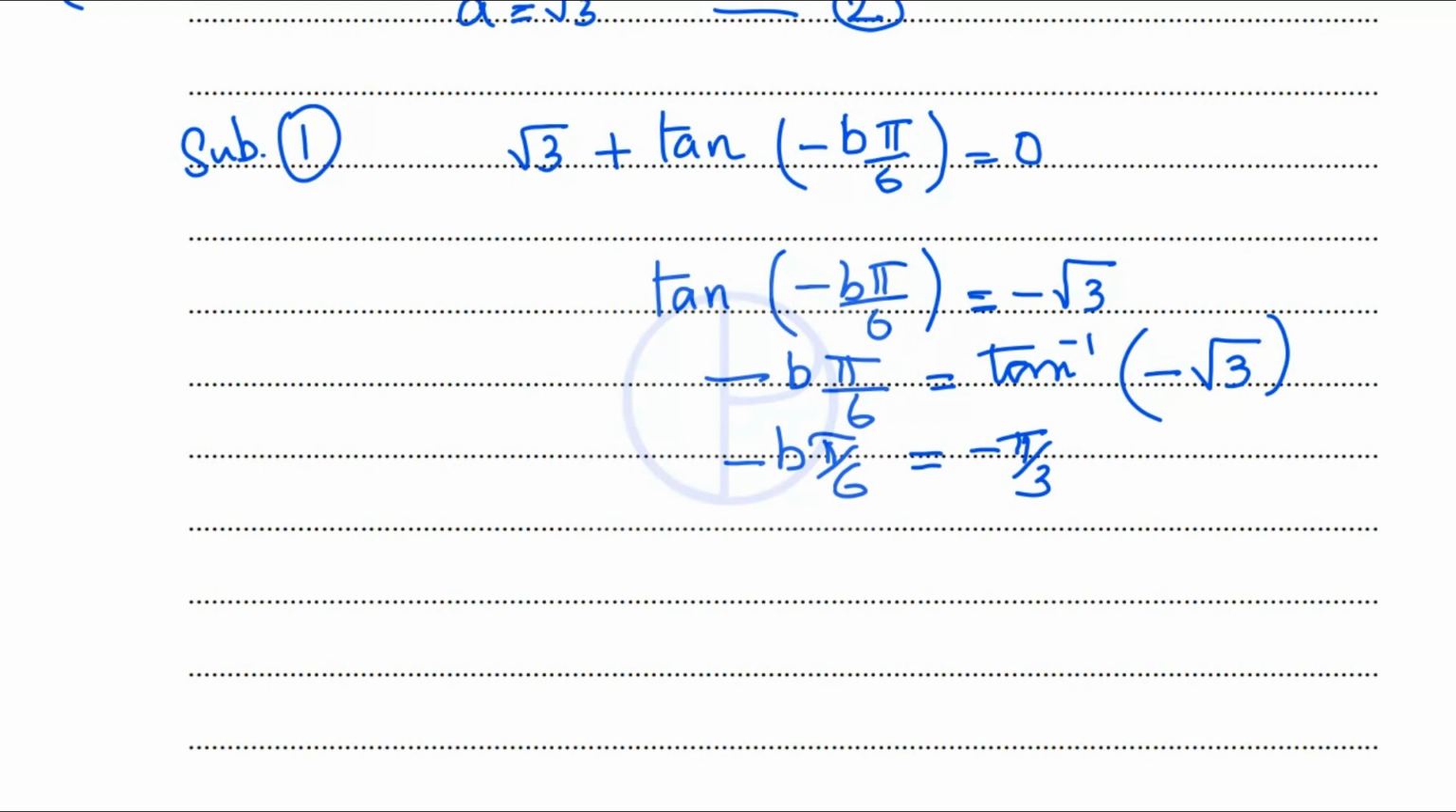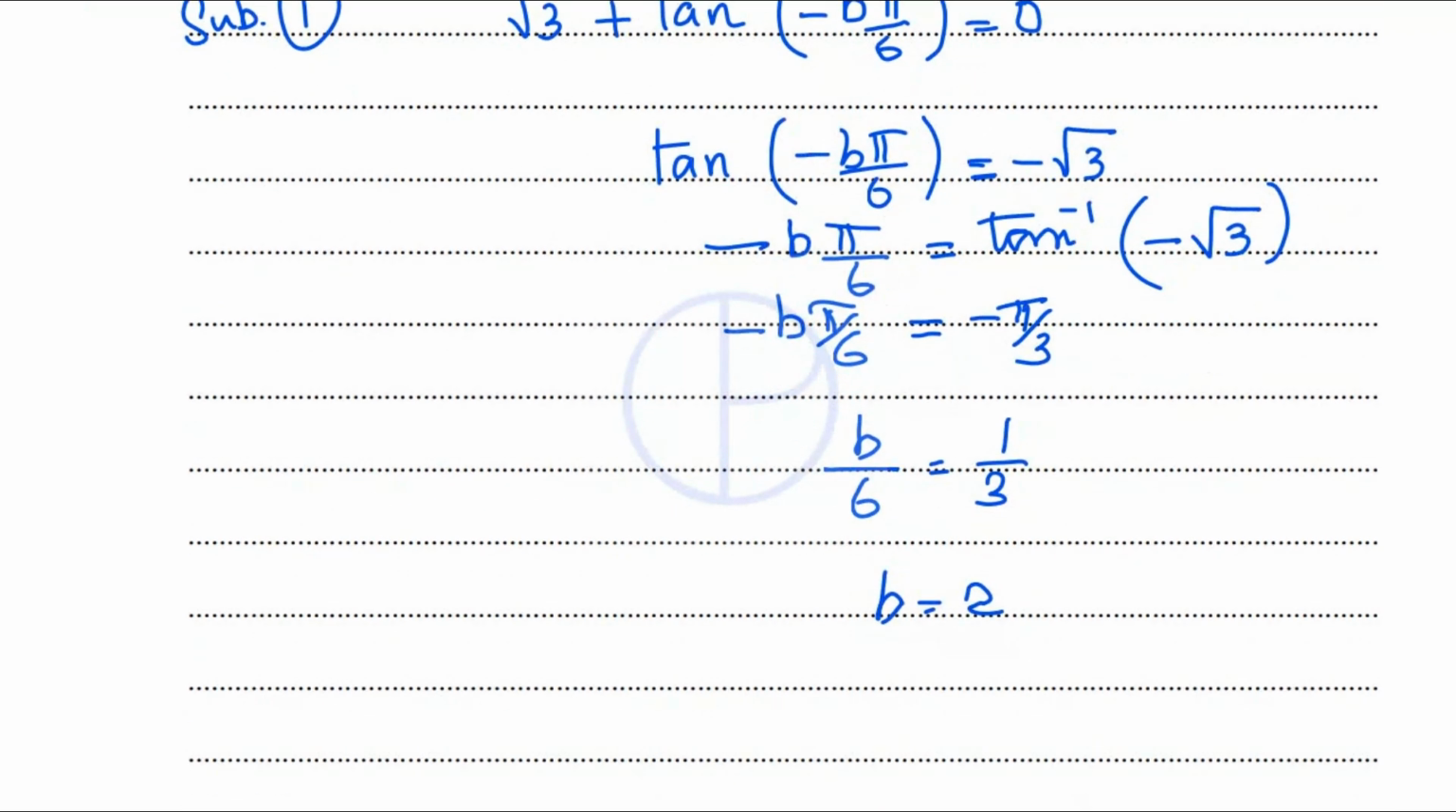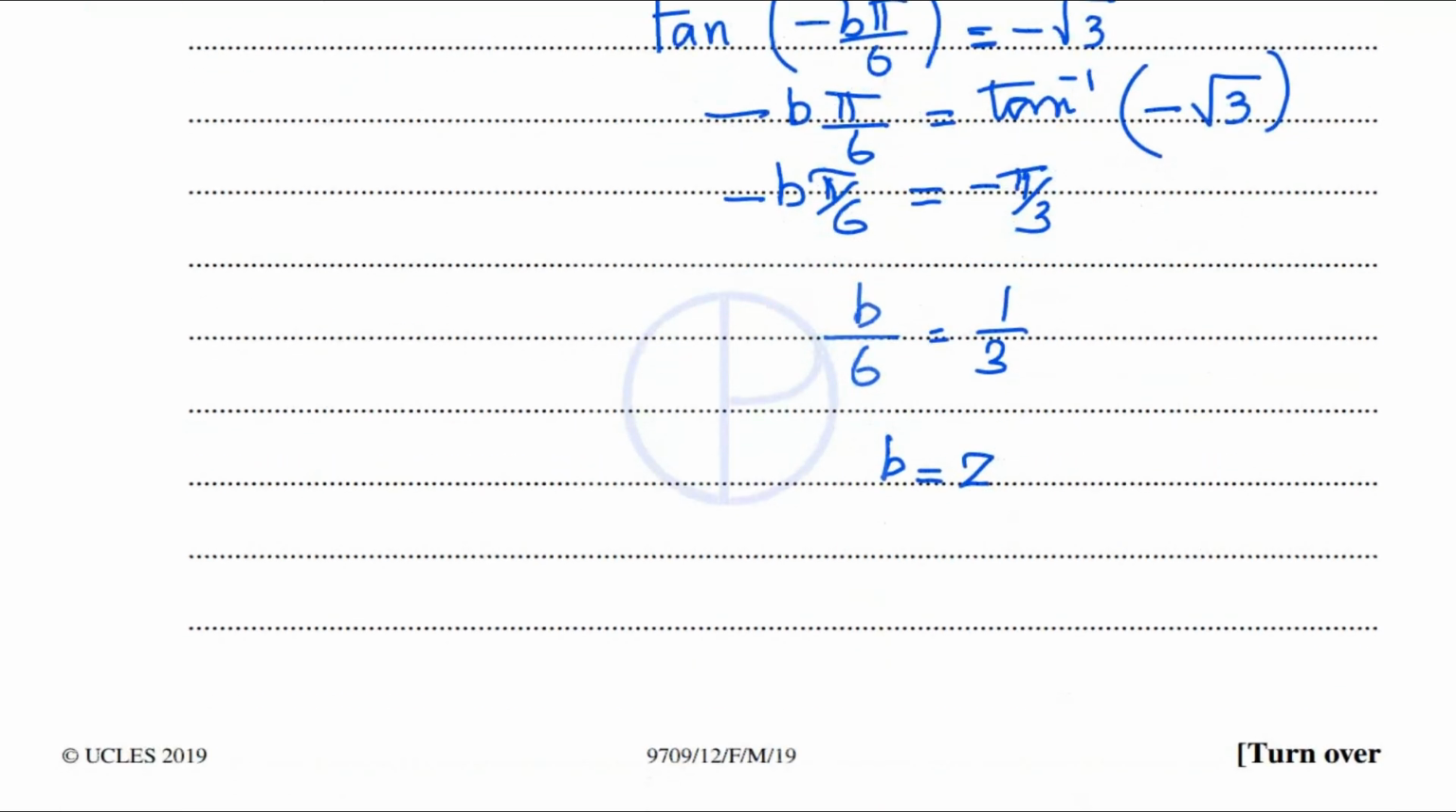So negative, both sides divide by negative pi, so you get b over 6 equal to 1 over 3, so b is equal to 2. So a is equal to square root of 3 and b is equal to 2.